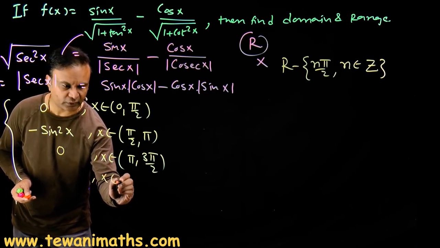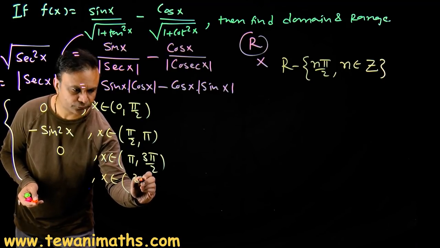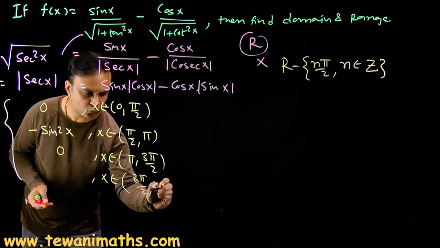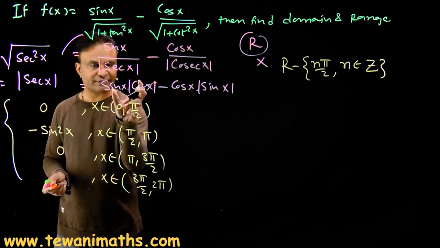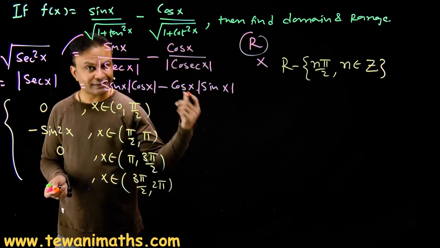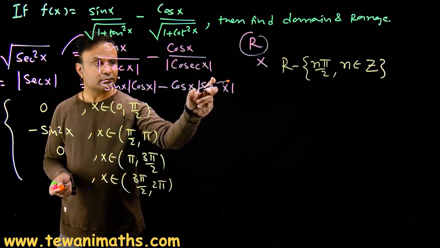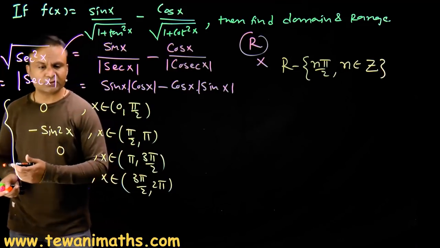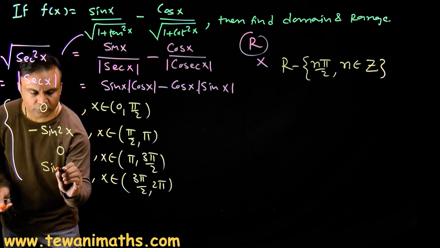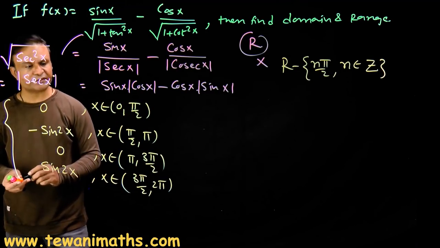And in the fourth quadrant, we have x belongs to 3 pi by 2 to 2 pi, where cos x is positive. So this will be sin x cos x, and sin x is negative. So this is cos x minus sin x, minus minus plus. So we have 2 sin x cos x, which is equal to sin of 2x.